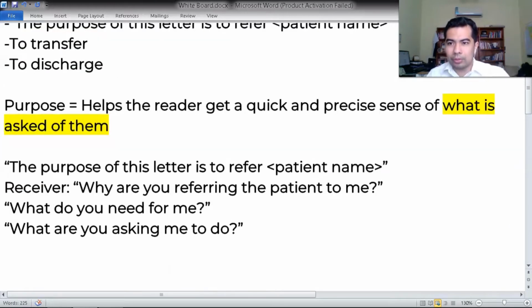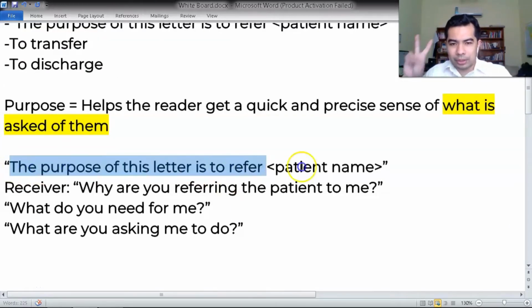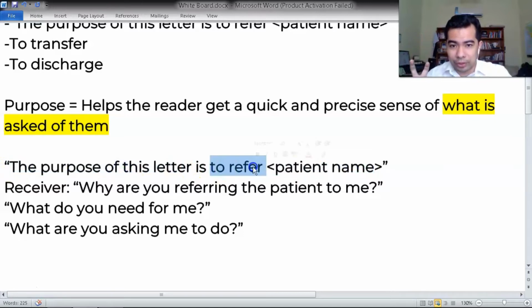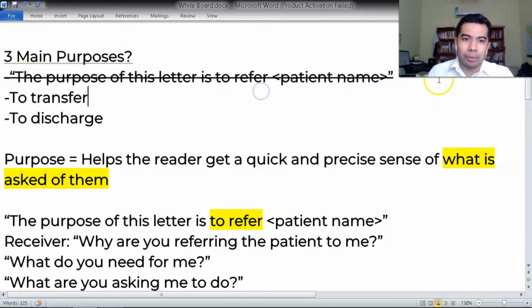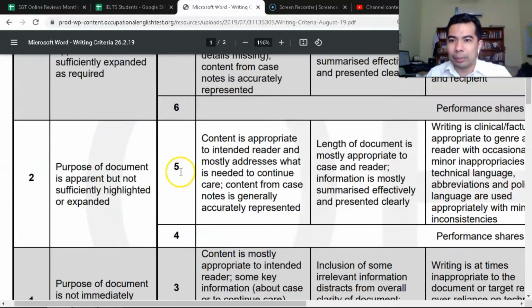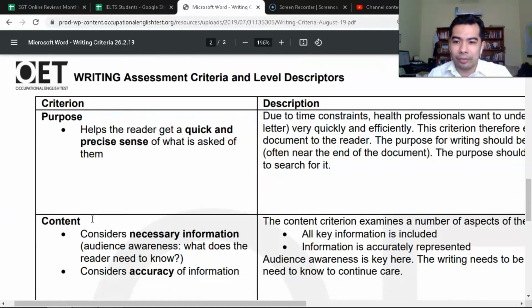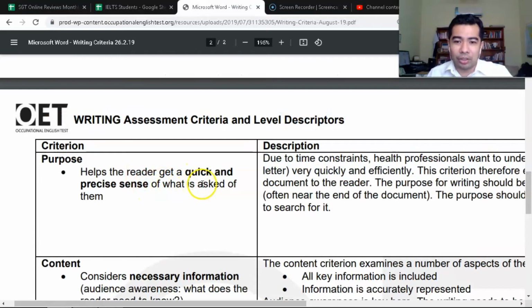And when you look at it that way, this supposed purpose of "to refer" doesn't really help the receiver get a quick sense of what he or she needs to do. So that's why I keep telling students, please don't write this as the purpose. I mean, you can mention it, but please do not have that misconception that that is the purpose the criteria is asking for. You'll get a penalty. You will not get a good grade. In fact, you'll get 0 for the purpose criteria because you haven't given the reader a quick and precise sense of what you want them to do, what you're asking them to do.